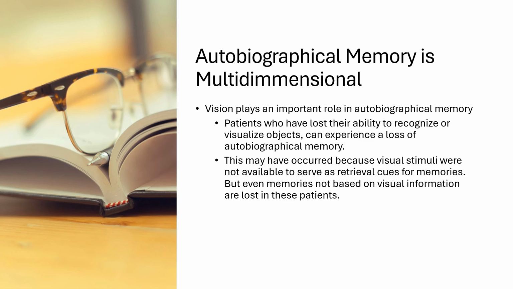And one interesting thing that psychologists have discovered is that vision is particularly important in terms of how it helps to create autobiographical memories. So, for example, patients who have lost their ability to recognize objects in their environment or create mental representations of a visual object, they can experience pretty significant detriments in autobiographical memory. And this may occur because the visual stimuli were not available to serve as retrieval cues for memories, right? So we know from our discussion of episodic memory how important having access to the appropriate retrieval cues is if we're thinking about the probability of being able to successfully recollect something.